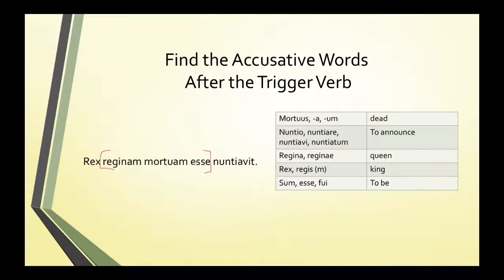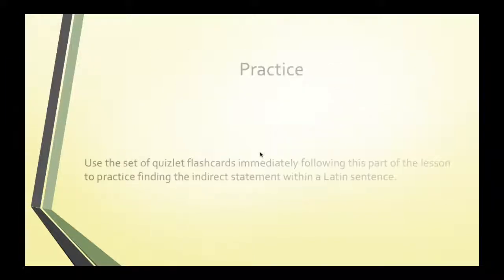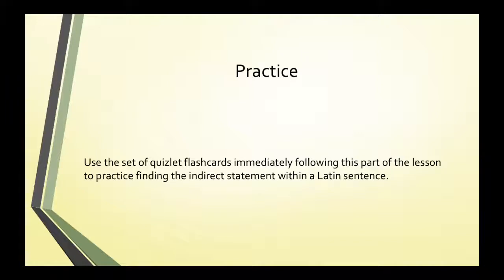Remember that everything between rex, the subject, and nuntiavit, the verb, is the indirect statement. Mortuam, which is accusative, is from the adjective mortua, which means that reginam is the accusative case noun that serves as the subject of the indirect statement and the subject of the infinitive. Now I'm going to ask you to do some practice on your own using a set of Quizlet flashcards which immediately follows this video. In it you will be asked to practice finding the parts of an indirect statement just like we've done here.